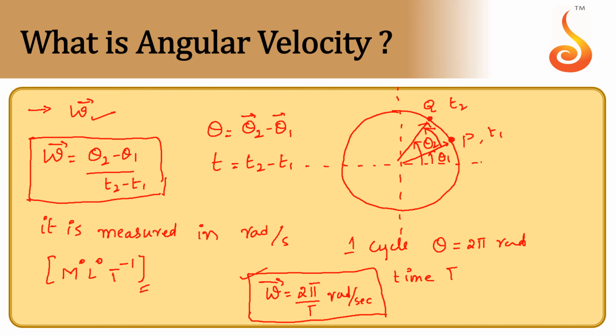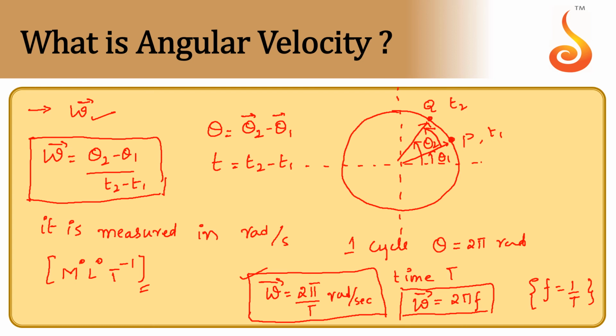And we know that 1 by T is nothing but the frequency. So angular velocity can also be written as 2 pi into frequency, since frequency is equal to 1 by time. This is another formula for angular velocity.